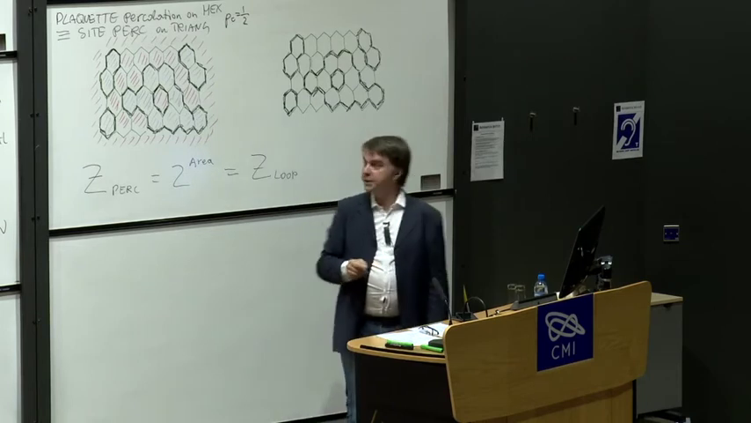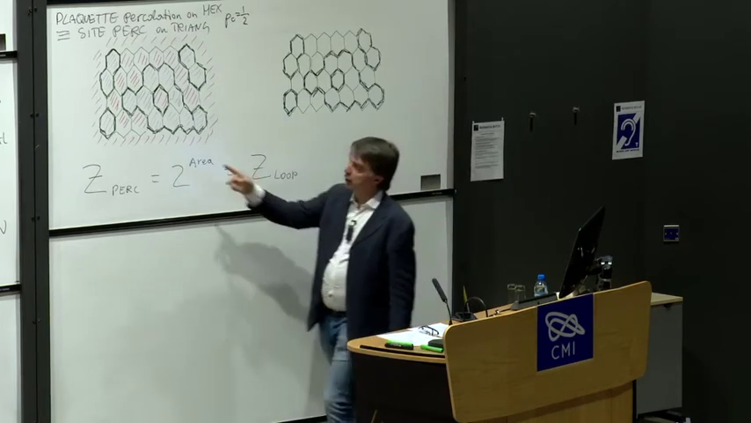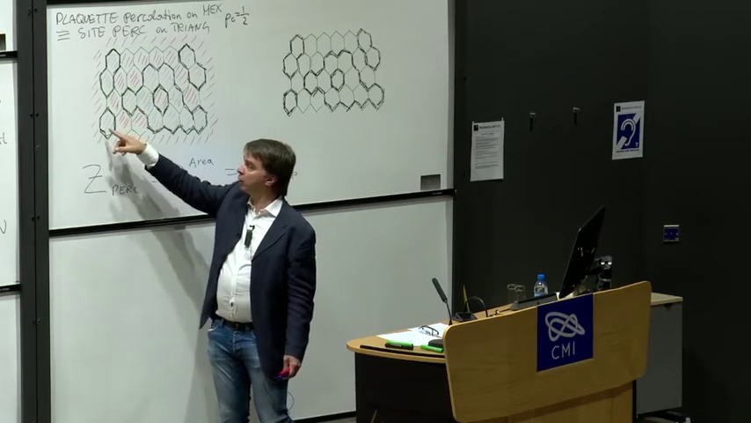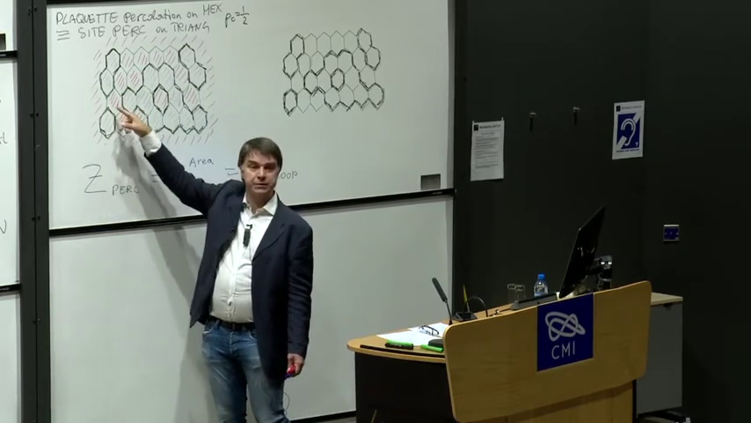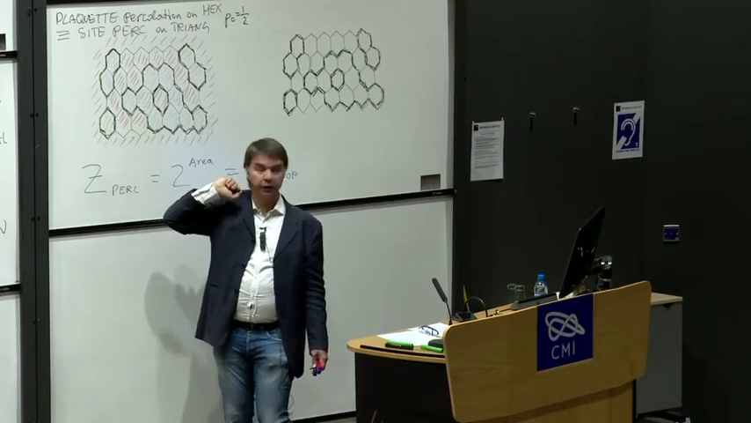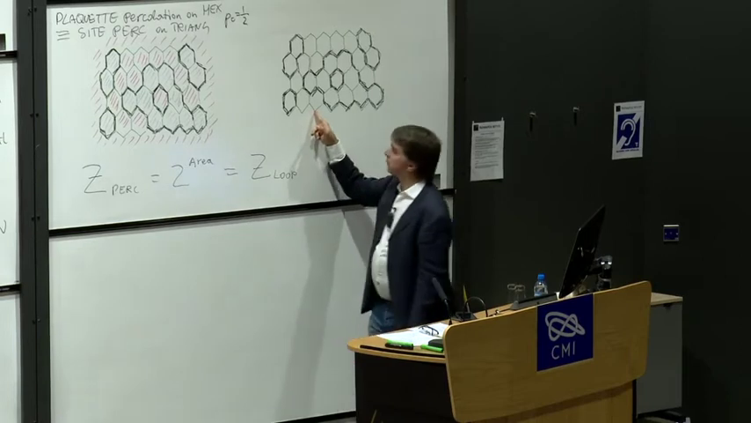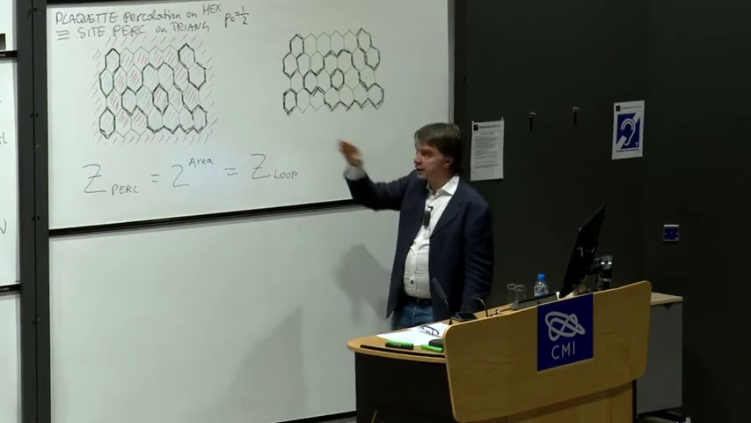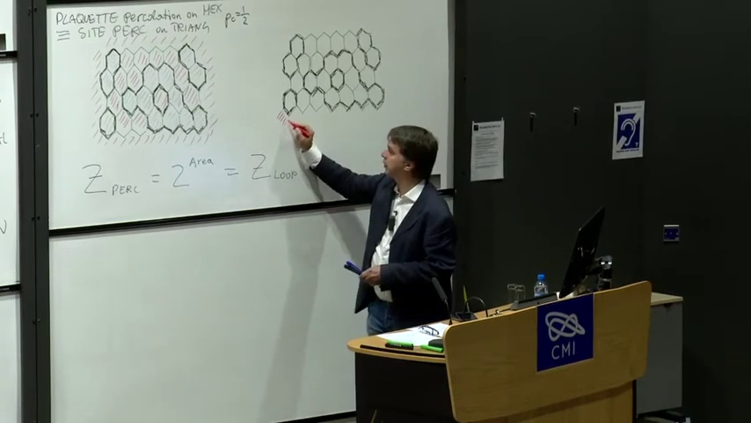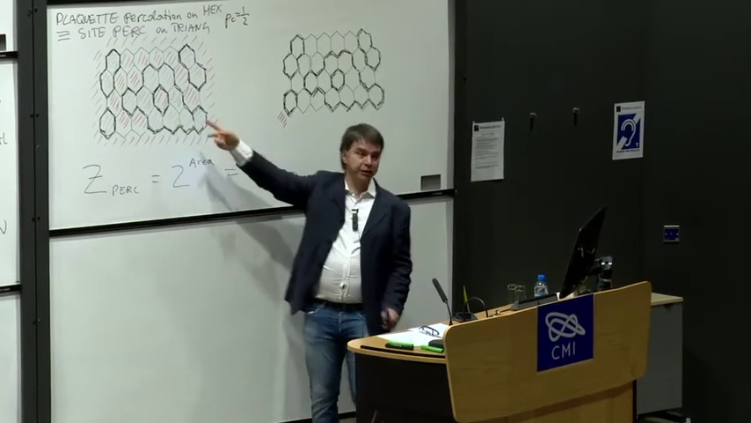And then there is an observation that I can erase these colors, and I only draw the interfaces, or as physicists say, domain walls, which separate blue from red. And then I get this picture. Now, there is a bijection. If I have this picture and I fix a cover of one hexagon, I can uniquely reconstruct that picture.